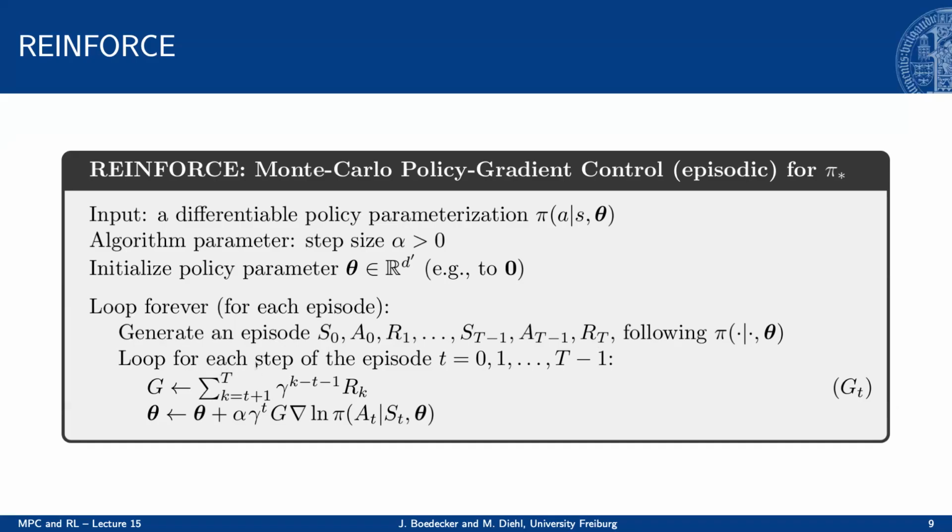So you collect all this data for the trajectories, and then you just loop through the steps of your episode, and you accumulate your discounted rewards over this trajectory. And then you can use that, together with the gradient of the log policy together with this return. So you do a gradient ascent step with the step size alpha and discount factor gamma to the t of this gradient of the log policy times the return. So you go up the gradient in order to increase the return.